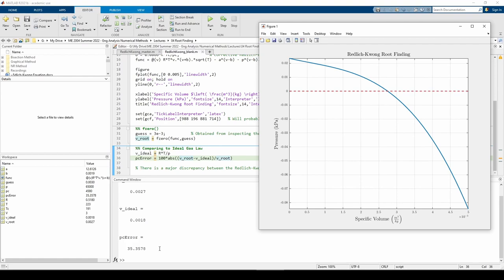The Redlich-Kwong equation was developed to be an improvement over the ideal gas law, so maybe this percent error isn't actually that surprising. This concludes the Redlich-Kwong problem. To summarize, we rewrote an equation to eliminate the chance of a division by zero error and solved the root finding problem using MATLAB's flagship solver, fzero.